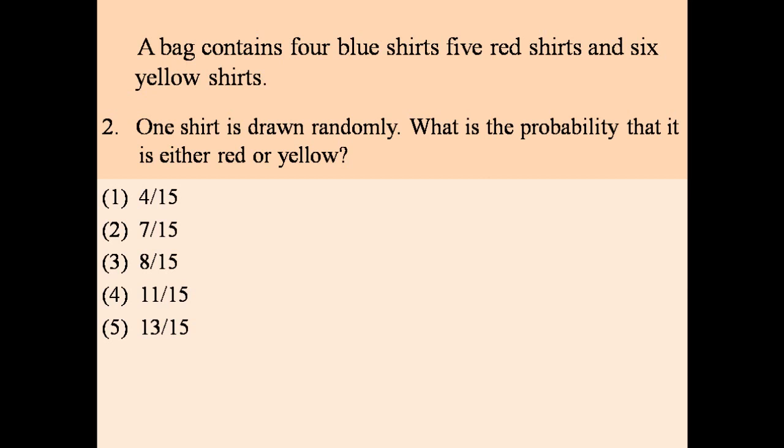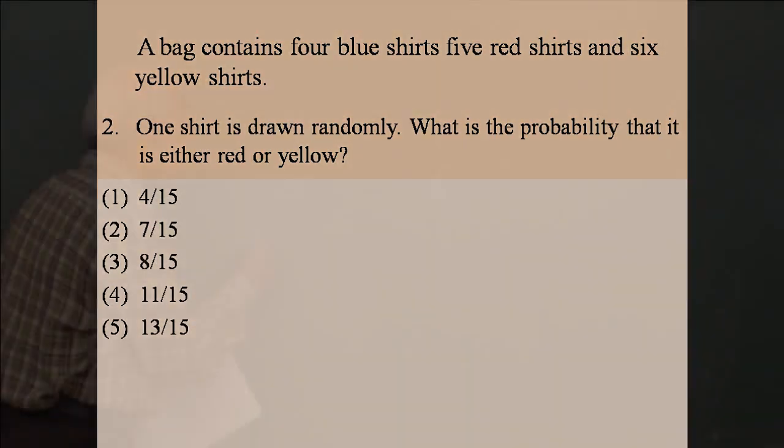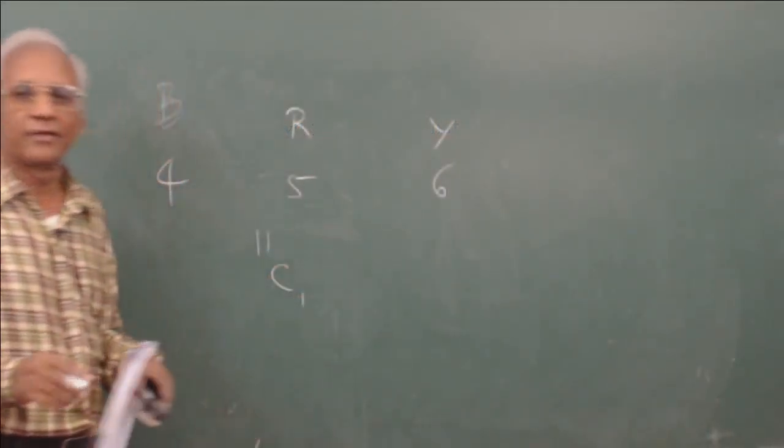Because it can be either red or yellow, it doesn't matter to distinguish between red and yellow. We will remove the blue shirts, as if there is no blue shirt, and only yellow and red are there. How many are there? Yellow, there are 6. Red, there are 5. So totally there are 11. Out of these 11 shirts, any one shirt is okay for me, because what I need is either a yellow or red only. So the favorable outcomes is 11C1.